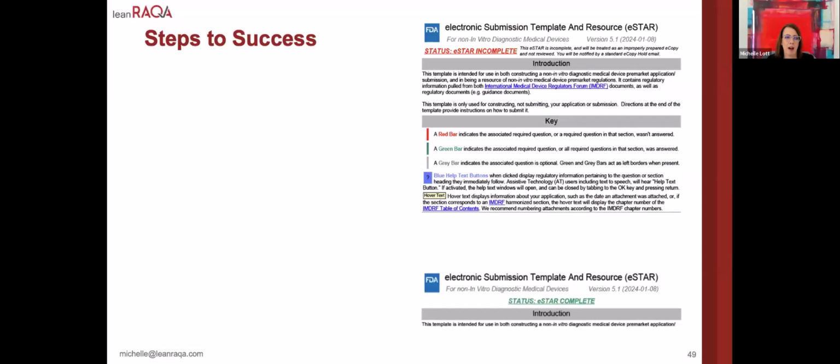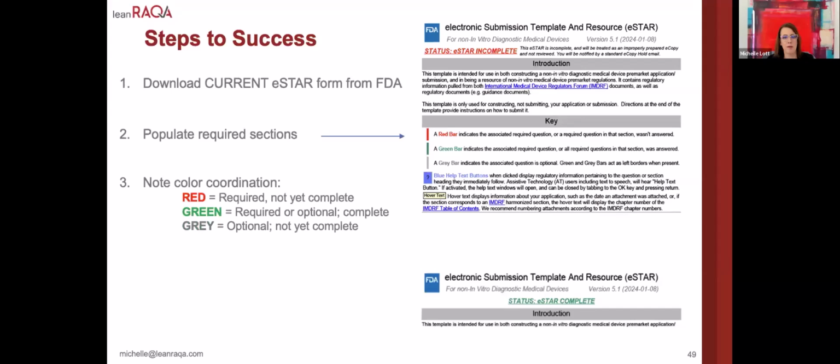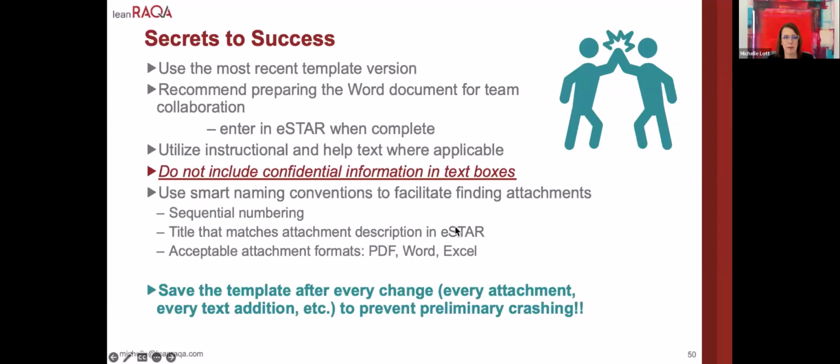So if you look at how to optimize the process, there are steps to success, which is: download the current eSTAR from FDA, populate the required sections, and note the color if they have changed from red, green, or gray. And then at the end, make sure the status bar says eSTAR complete.